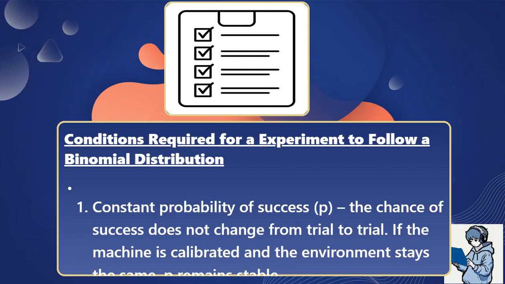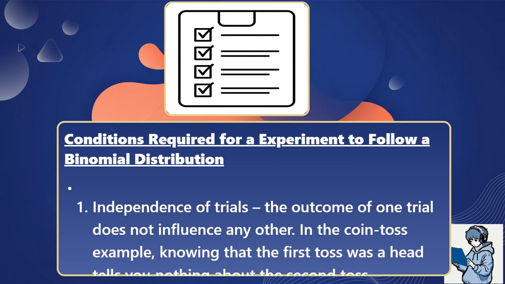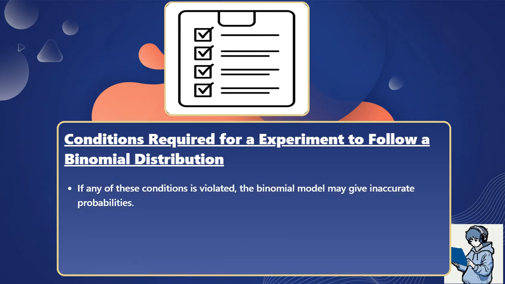3. Constant probability of success p. The chance of success does not change from trial to trial. If the machine is calibrated and the environment stays the same, p remains stable. 4. Independence of trials. The outcome of one trial does not influence any other. In the coin toss example, knowing that the first toss was a head tells you nothing about the second toss. If any of these conditions is violated, the binomial model may give inaccurate probabilities.